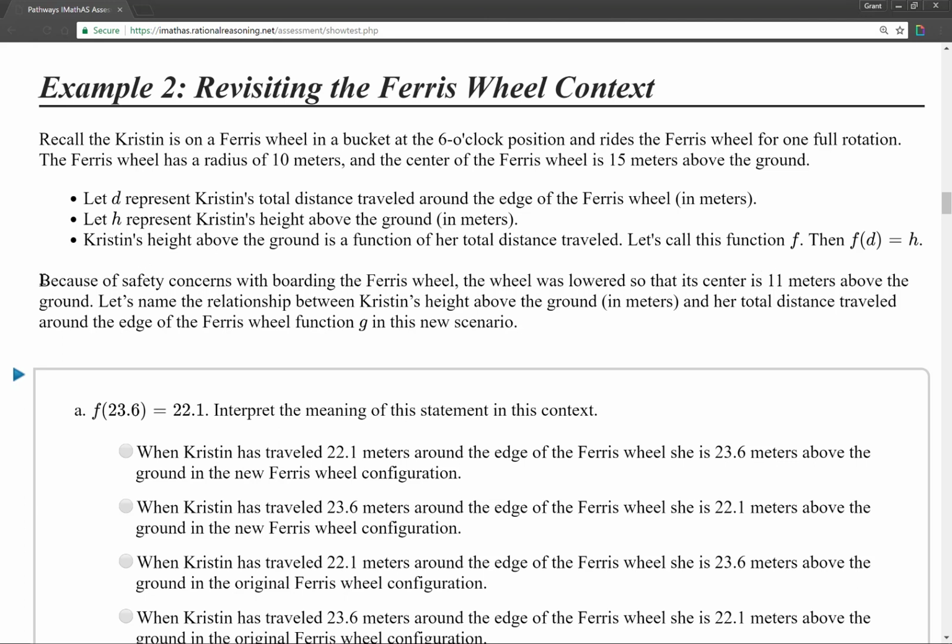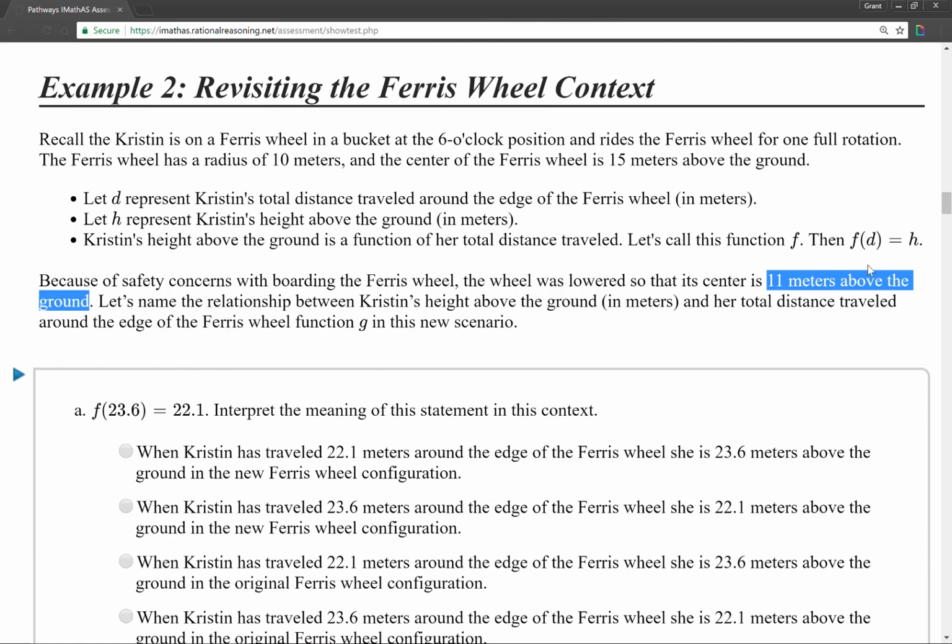Now let's also assume the following. Because of safety concerns with boarding the Ferris wheel, the wheel has been lowered so that its center is now 11 meters above the ground. Let's name the relationship between Kristen's height above the ground in meters and her total distance traveled around the edge of the Ferris wheel function g in this new scenario.